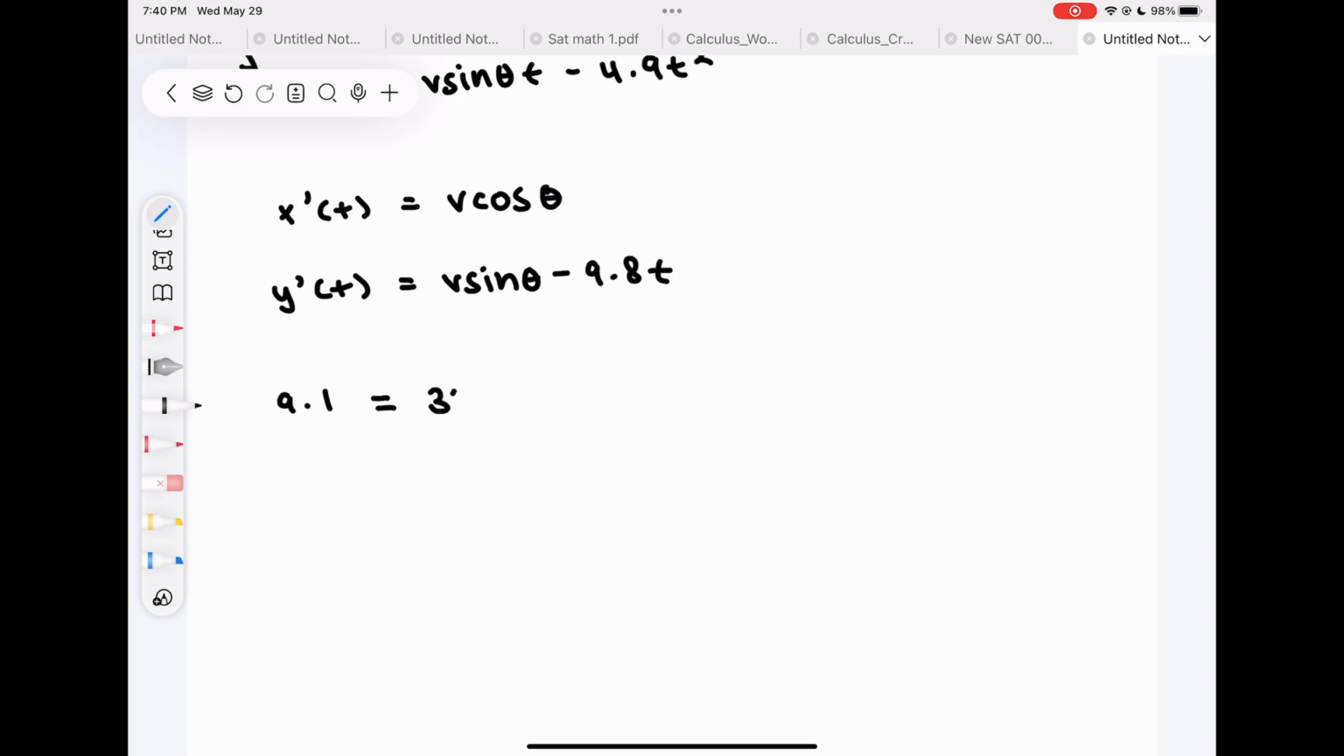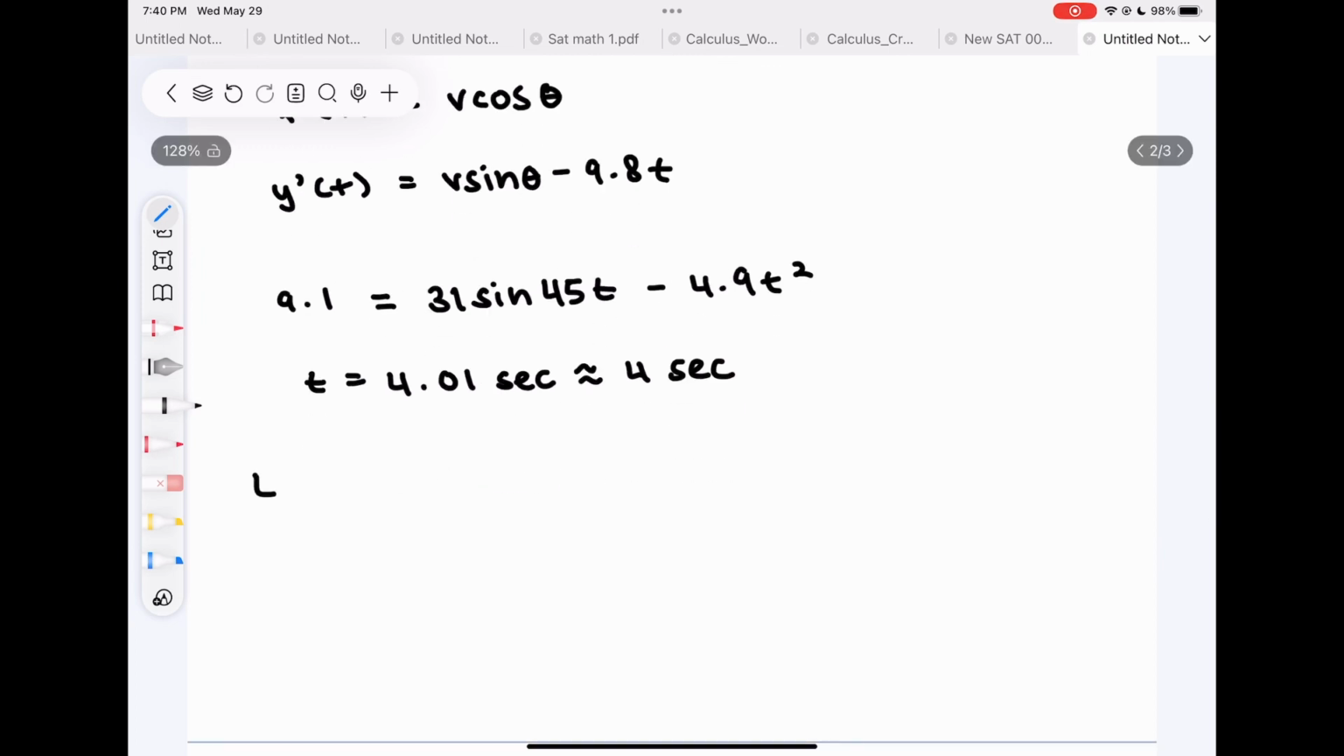We are given the information that the fourth floor is 9.1 meters in height, the initial velocity is 31 meters per second, and that the angle of the cannon is 45 degrees. We then plug this into y of t and then solve for t to find the amount of time it takes to travel to the fourth floor, which was about 4 seconds.